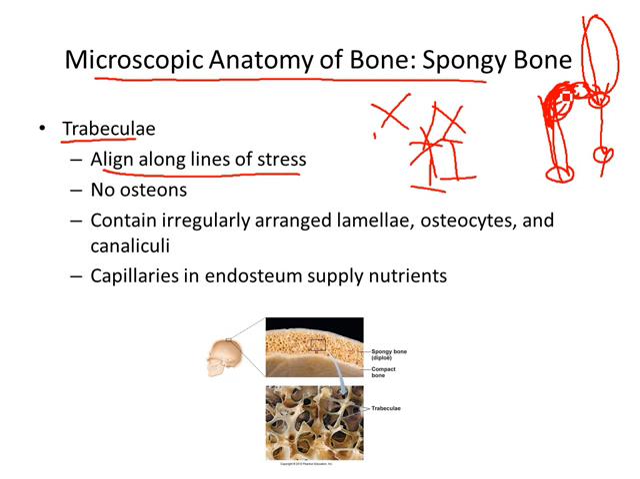They have irregularly arranged lamella, they have osteocytes, and canaliculi. And all these little spaces here, that's where the osteocytes will be living, and the blood vessels just wrap themselves in and around those spaces.